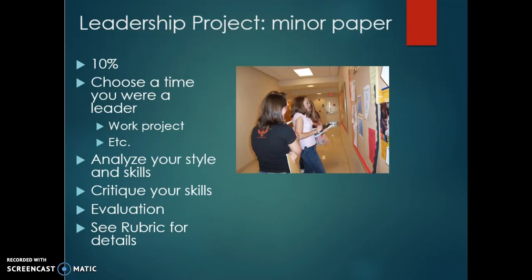The leadership project is a minor paper that counts 10%. You will choose a time when you were a leader or when you worked on a work project or something in the work setting, and you'll analyze your style and what skills you might have had as a leader, or lack of skills, or skills that you need to attain to have done better in the project. And so you'll provide your evaluation, and again, look at the leadership project rubric for more details on how the grading will be done for those.